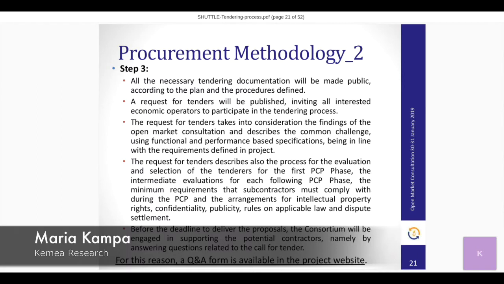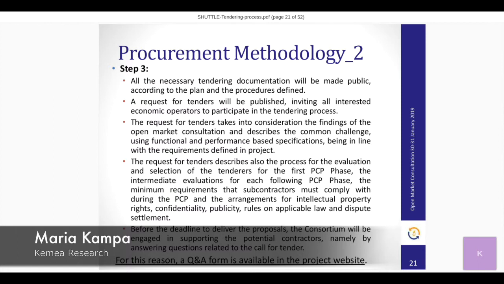The third step includes that all the necessary tendering documentation will be made public according to the plan and the procedures defined. A request for tenders will be published, inviting all interested economic operators to participate in the tendering process. This request for tenders takes into consideration the findings of the open market consultation and describes the common challenge using functional and performance-based specifications and being in line with the requirements defined in phase 0 of the project.